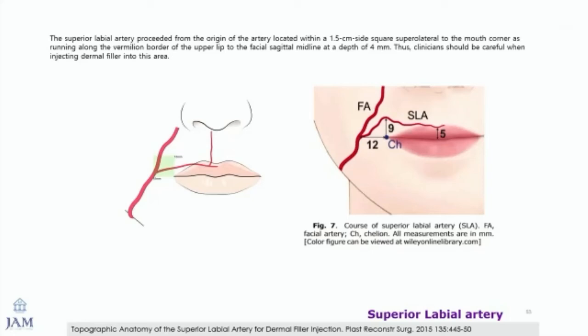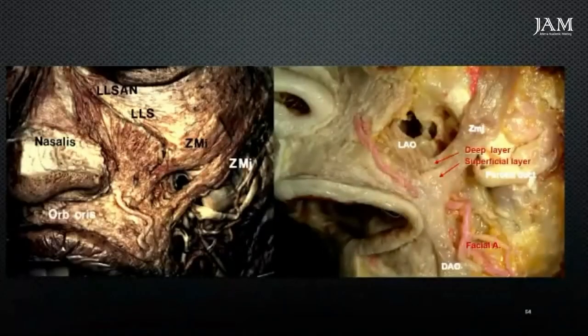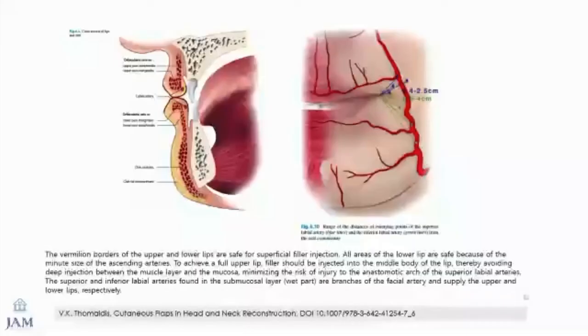When injecting dermal filler in this area, you must be careful. On the lateral side of the upper lip, the facial artery on the auricularis oculi, the percentage is about 70. Compared with the superior labial artery, the inferior labial artery has a relatively small diameter, and they have a distance from the vermilion border.